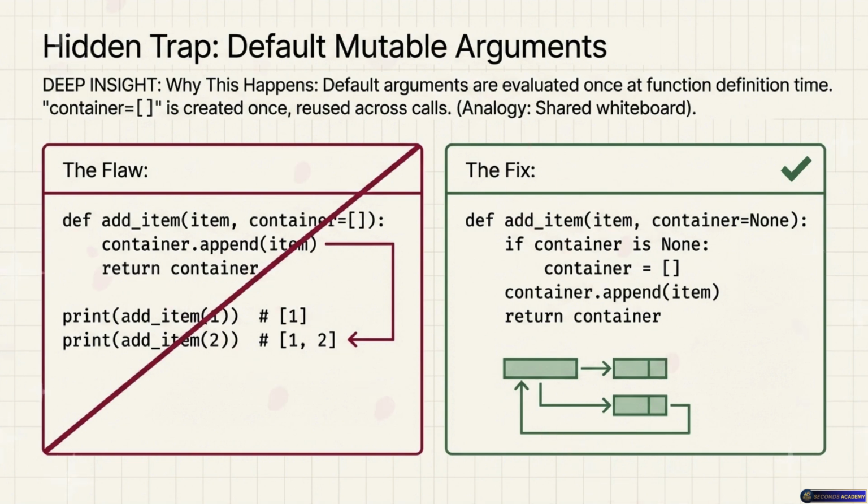Because Python functions are not just blocks of code, they are actual objects stored in memory. When the Python interpreter reads that function definition for the very first time, it compiles it and stores those default arguments in a special attribute called defaults. So that empty list is evaluated only once at definition time. Exactly. It is not evaluated every time the function runs.